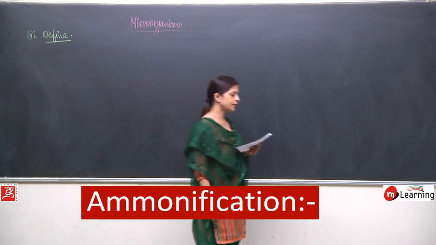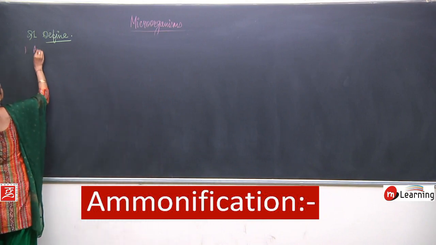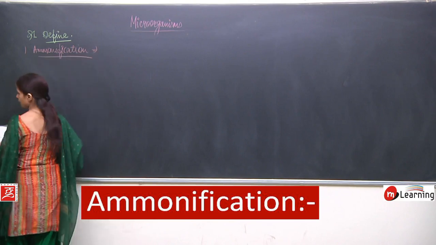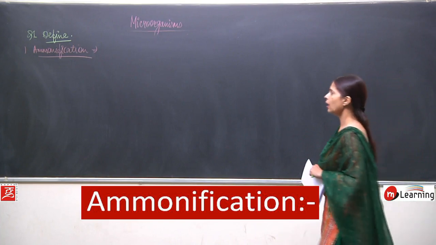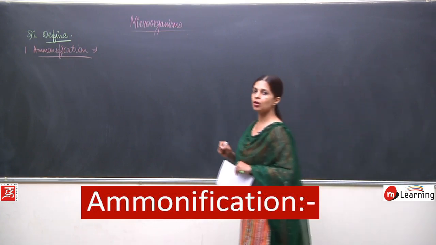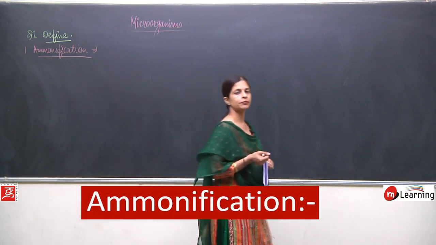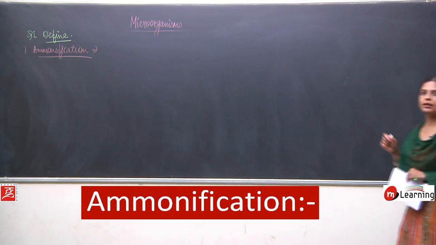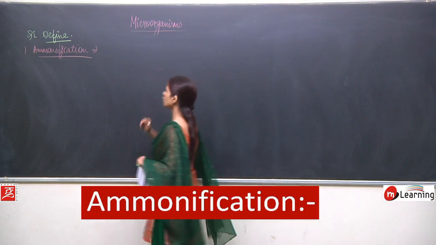In define, the first one is ammonification. We have discussed this in the nitrogen cycle also, what the meaning of ammonification is. How can we define this term? The process of conversion, or the breakdown, of proteins present in the animals' and plants' bodies into ammonia. In short, the process of conversion of proteins into ammonia. Ammonification means the formation of ammonia, very simple.